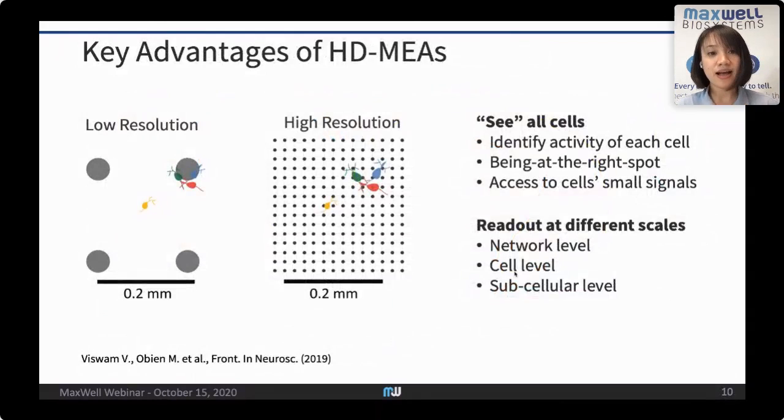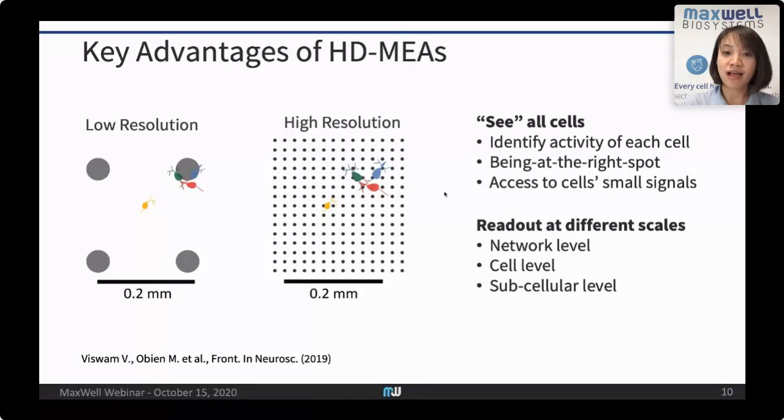So what are the key advantages of high-density microelectrode arrays compared to the low-resolution ones? First, we can see all of the cells. We have electrodes everywhere to be able to identify the activity of each cell. So here we cannot know whether the activity is coming from the green, the red, or the blue cell. But for high resolution, we have electrodes closer to the neurons, so we are really able to identify if the signal is coming from the green, the red, or the blue cell.